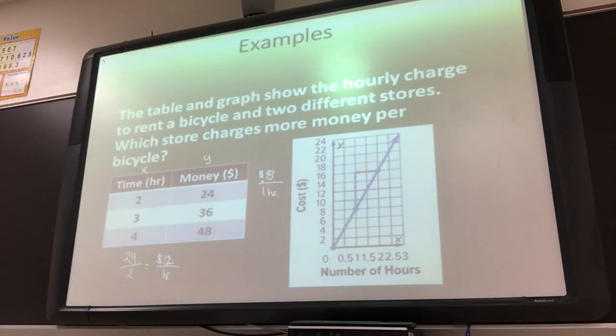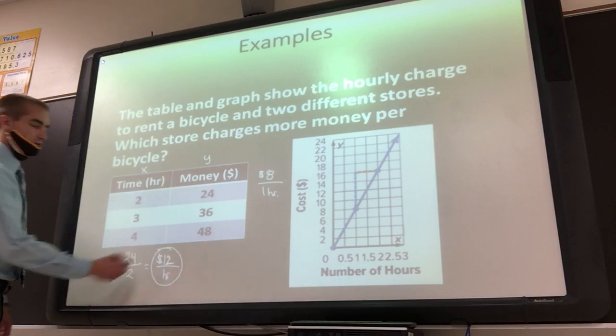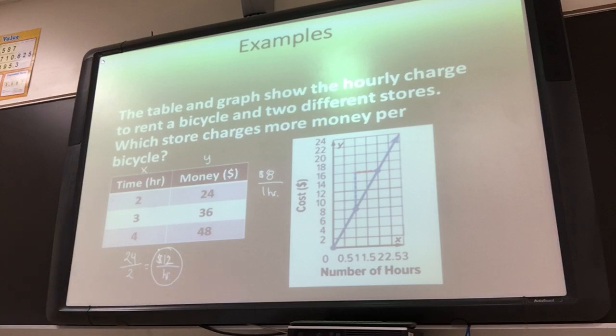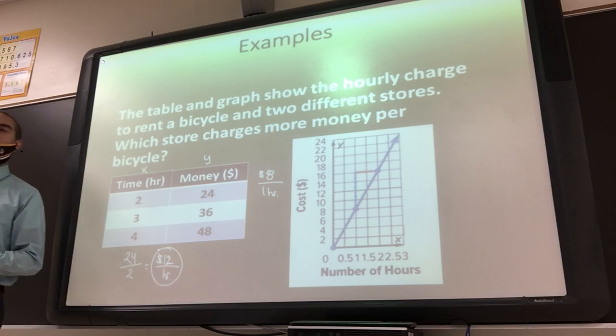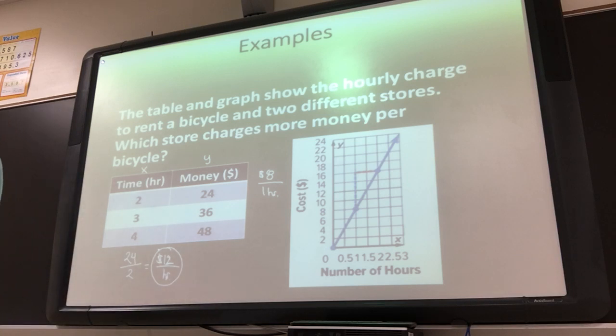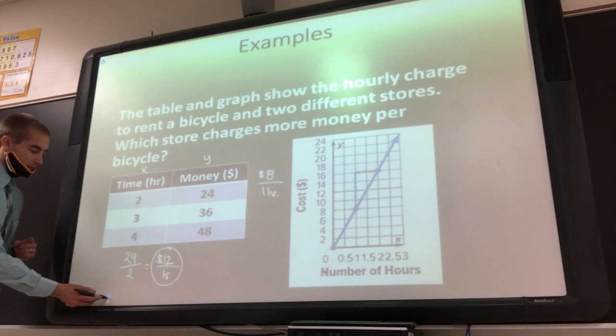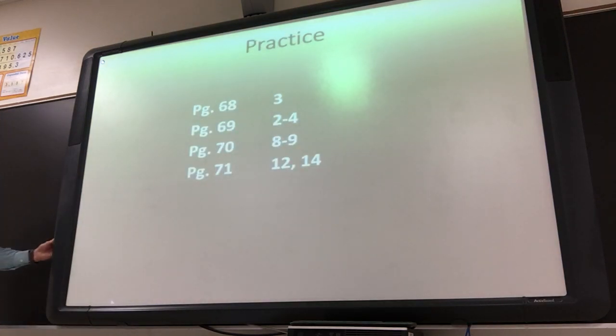And so the question is, which store charges more money per bicycle? That would be the store with the table. So you want to maybe circle the table. That's the one that charges more money. So y over x is always going to be the unit rate. Find how much it's changing, or find an ordered pair on the graph. Plug that in, simplify. Make sure it's always a unit rate. Whenever we simplify, we want 1 as the denominator. Okay, so we've got a few questions to be working on dealing with constant rate of change.